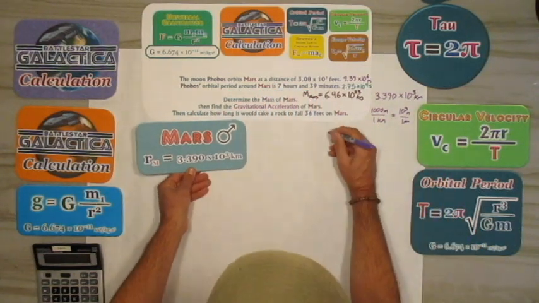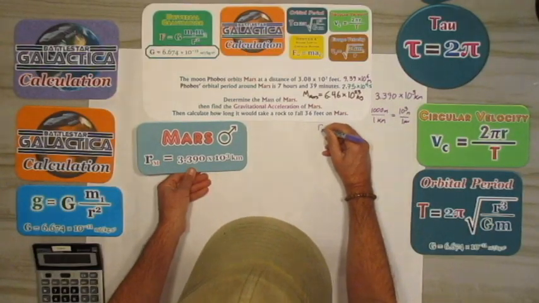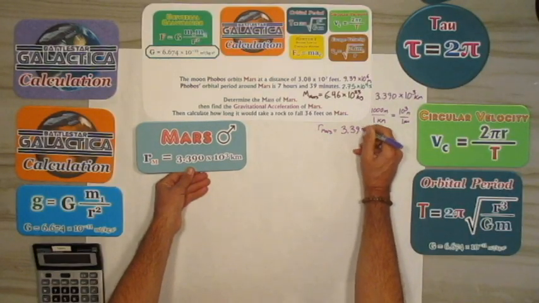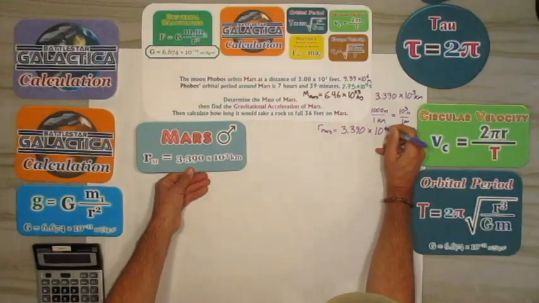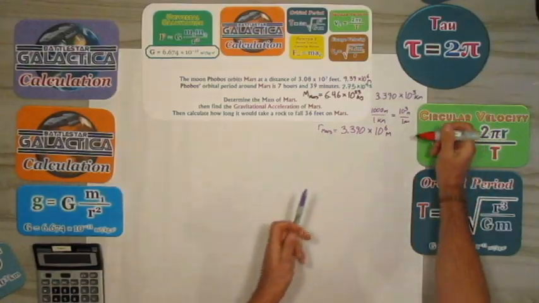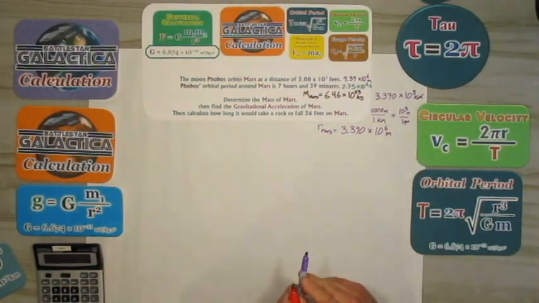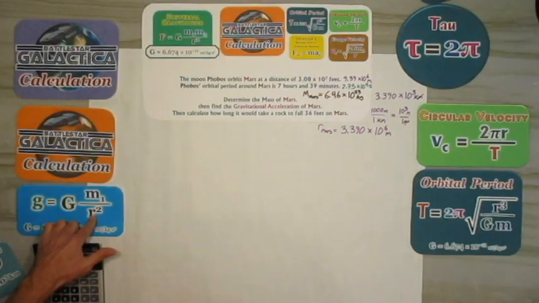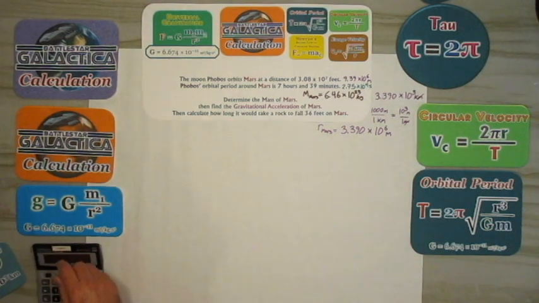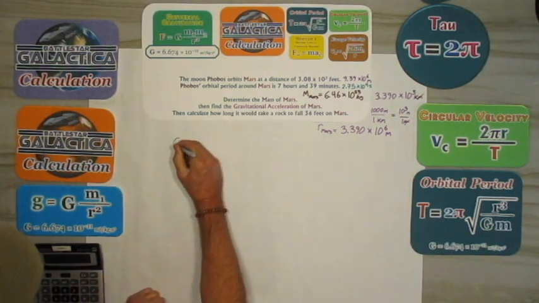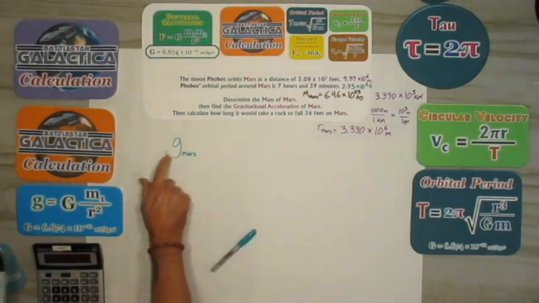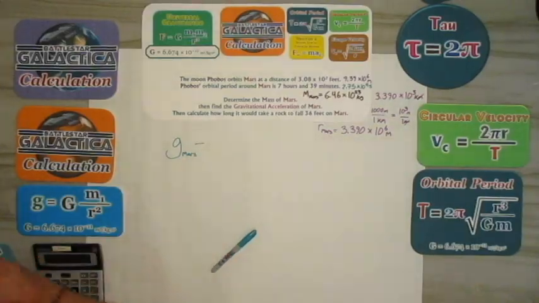Okay? So the radius of Mars equals 3.390 times 10 to the sixth meters. Notice how if I multiplied this times that, the kilometers would cancel and we'd be left with meters. Okay? So that's what we need here. And we've already got G, it's the same old G. And we're solving for the little g, the little g of Mars, the gravitational acceleration. Now we're used to using that on Earth, but now it's going to be the planet Mars.